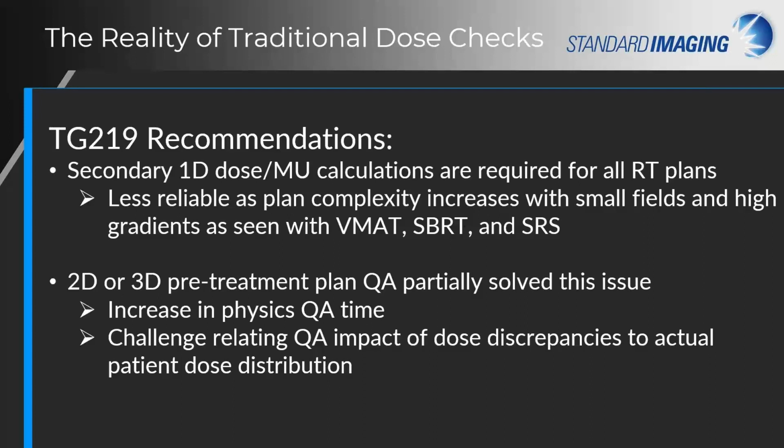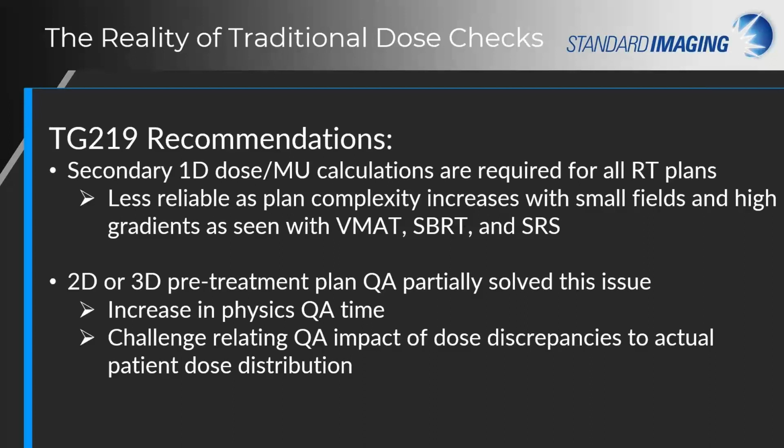In these cases, dose discrepancies that are outside of acceptable tolerance are often reasoned away through hand-waving arguments that highlight the limitations of the second check algorithm. But where really is the value then in this double check?